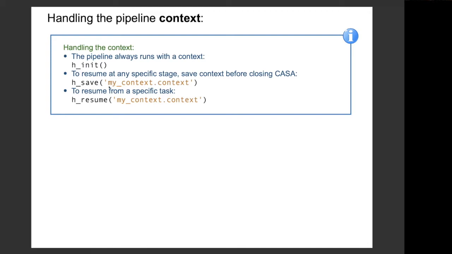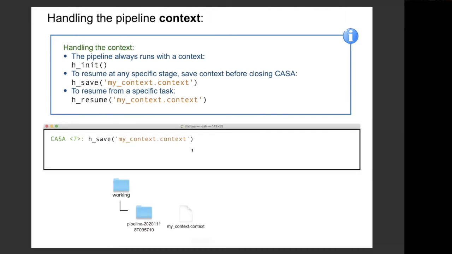Once you have that context saved, you can, for example, quit CASA and do some other things that you have to do. Then if you come back and run hresume and the name of the context, you can start wherever you left. It is recommended that at different points of your analysis you save your context, so that in case anything happens, like CASA crashing, or you just have to leave, you always have your context saved. Then you don't have to start from the beginning, you don't have to re-import your data, et cetera, but you can start from where you left.